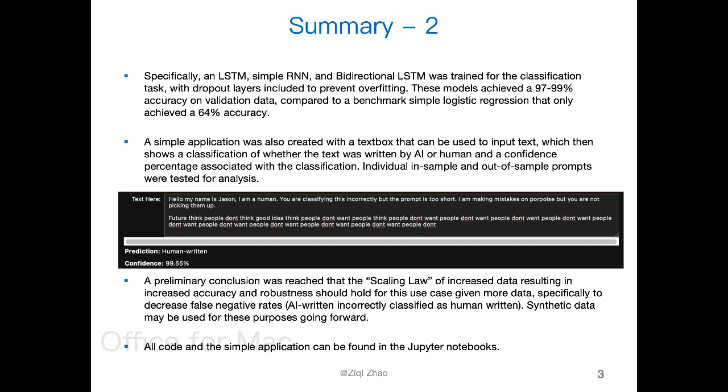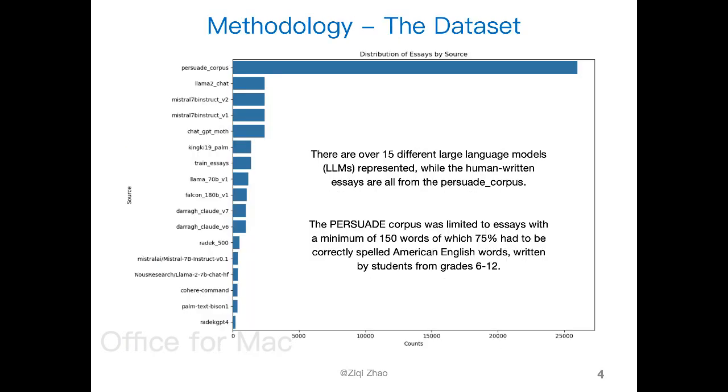adheres to this scaling law of increased data resulting in potentially more accuracy and robustness. Specifically, it might help in decreasing false negative rates. So AI-written essays that were incorrectly identified as human-written, these rates can drop. And finally, since scaling law holds and we are classifying AI essays, synthetic data may be used for any further experimentation with this task.